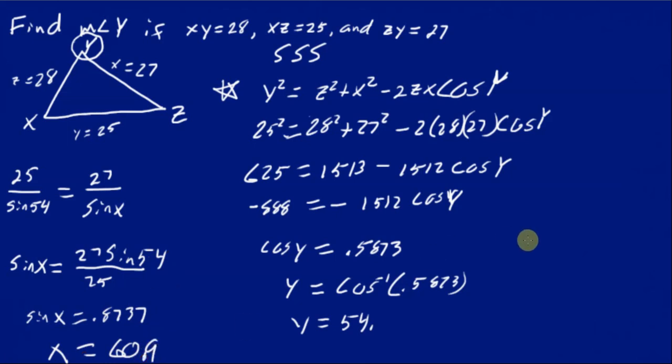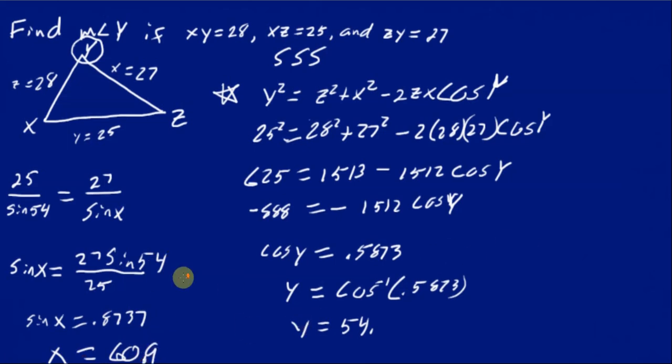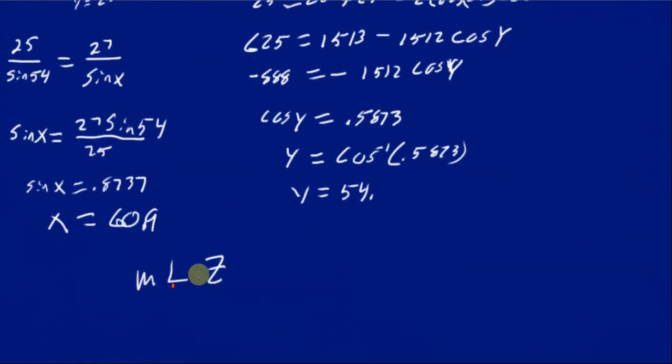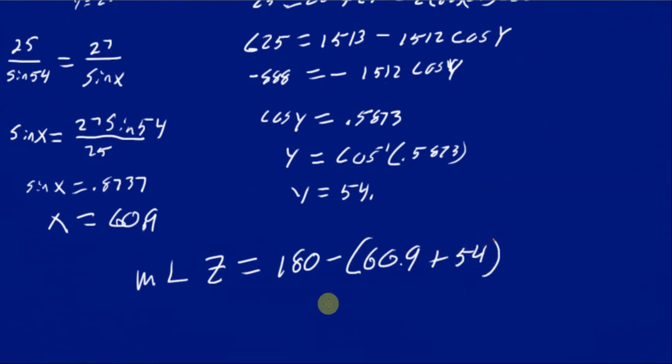All right. All we've got to do is find one more angle. And when you're looking for an angle after you know the first two, of course, you're going to say the measure of angle Z is equal to the total of the triangle minus the other two added together, 60.9 plus your 54. So the measure of angle Z is equal to 65.1. And that's how you use the law of cosines with your side, side, side.